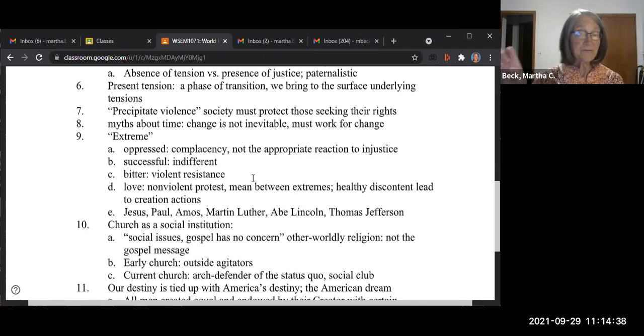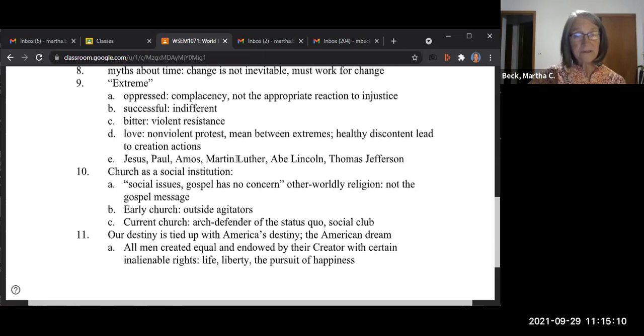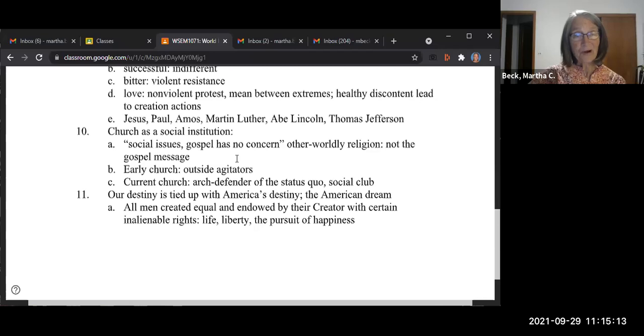People are called extreme. Martin Luther King was called extreme when he just didn't want to be complacent anymore. There are African Americans who became successful and then said, well, I don't have any trouble with the system, or I'm too busy. And then there were and are African Americans and others who are so frustrated that they get violent. So you have to find the middle ground. And there's a whole history of prophets.